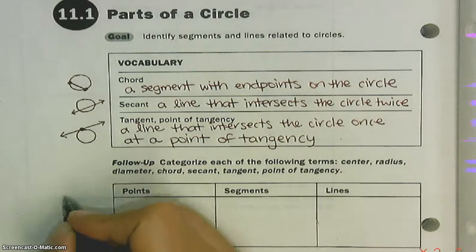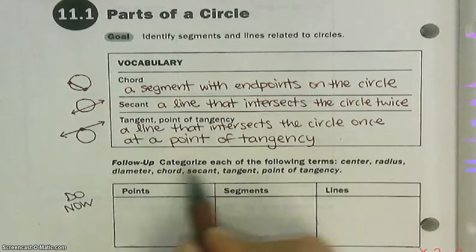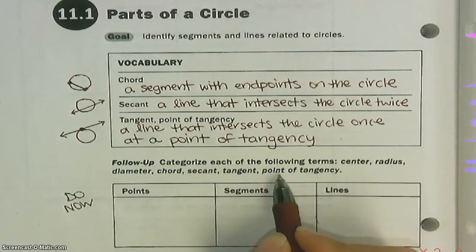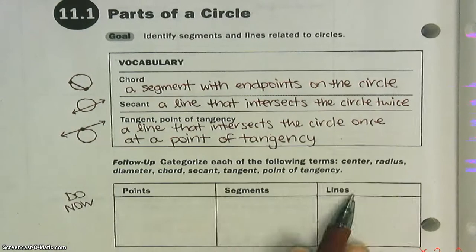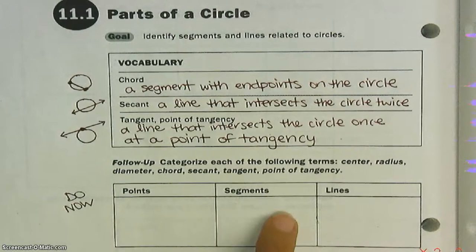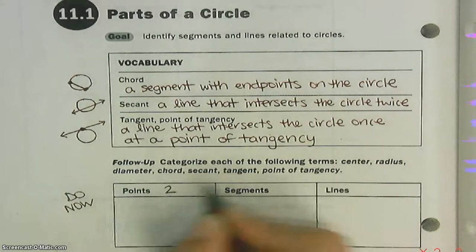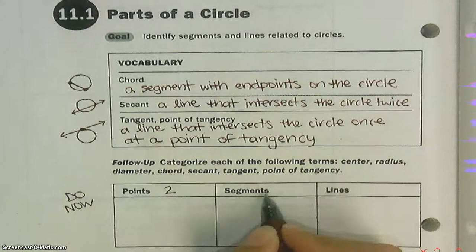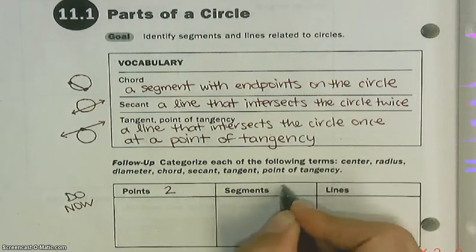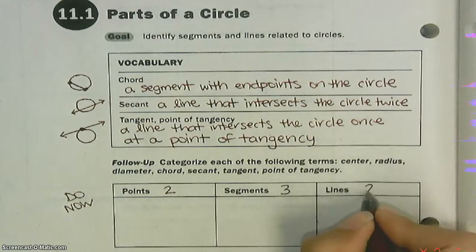So now you're going to do this now. You have to take these words, 1, 2, 3, 4, 5, 6, 7 words, and put them into categories. Are they points? Are they segments? Are they lines? And I'll give you a hint. There are 2 points, so find the 2 points. There are 3 segments, and there are 2 lines.